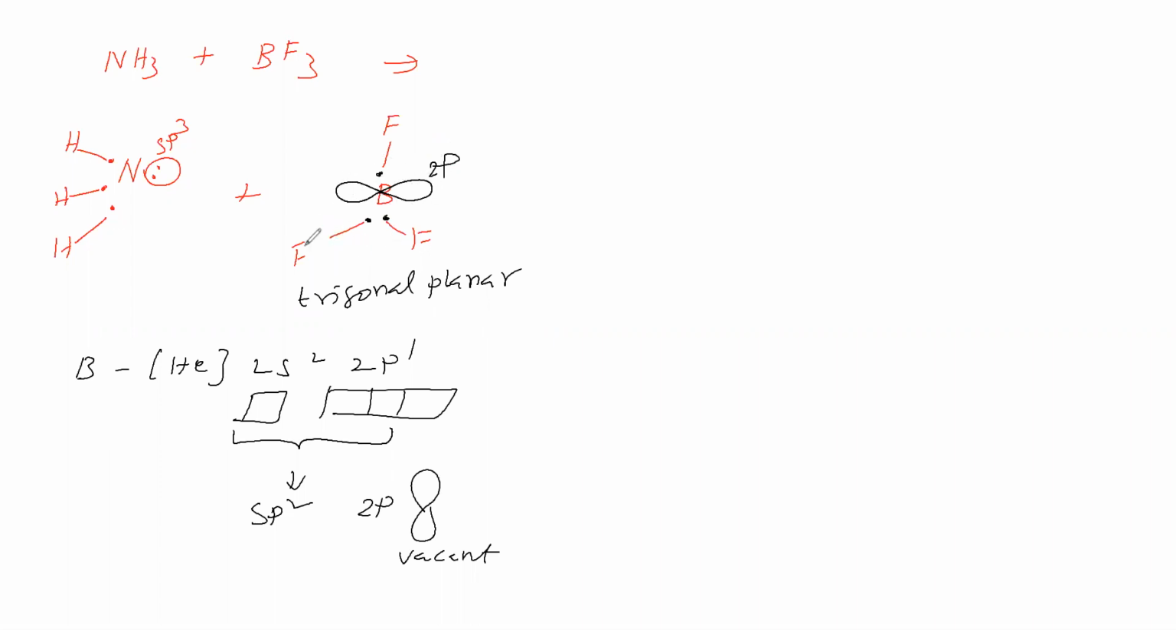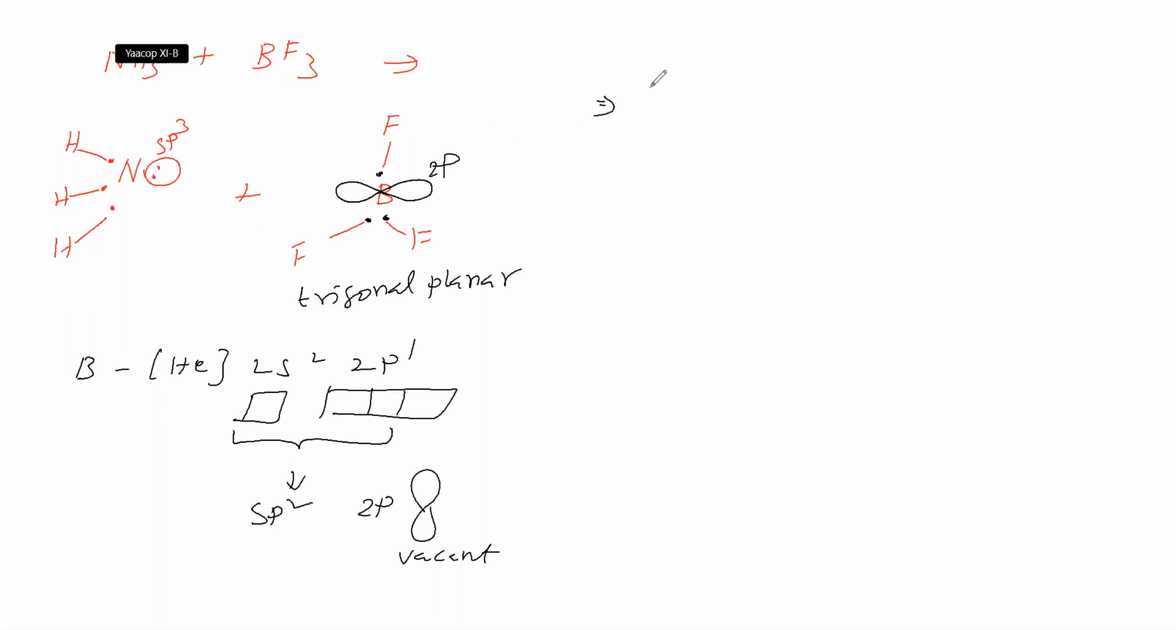Therefore this valence shell has 6 electrons, which is less than an octet. Less than an octet means an electron deficient molecule. So it is in need of 2 electrons in order to get an octet. But nitrogen has an octet configuration. So nitrogen contributes a lone pair to this boron, and boron contributes a vacant orbital.